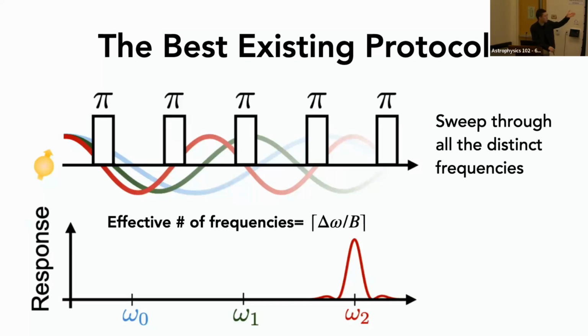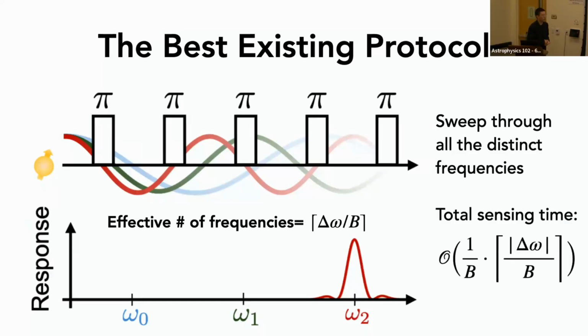As long as the frequency matches the underlying unknown frequency, then you will get signal. On the other hand, if the frequency of the pi pulses doesn't align with the frequency of the unknown signal, then one doesn't get signal. So the response function basically looks something like this. And so one will have to sweep through all the distinct frequencies. One could roughly estimate that the effective number of frequencies one needs to go through scales as the bandwidth divided by the field strength. So if the field is strong, the number of frequencies we need to go through is smaller. But when the field is weak, the number will be bigger.